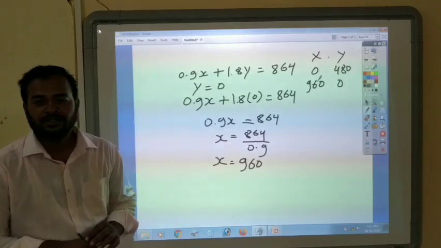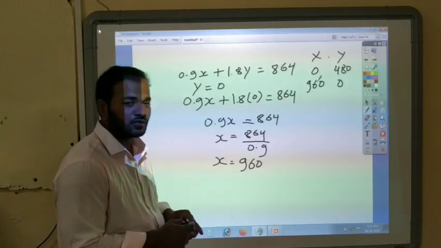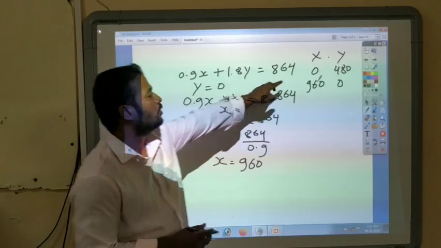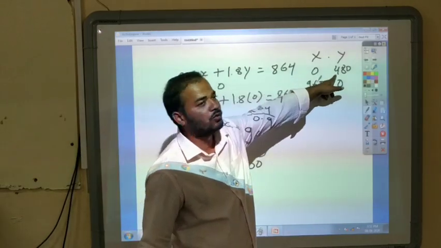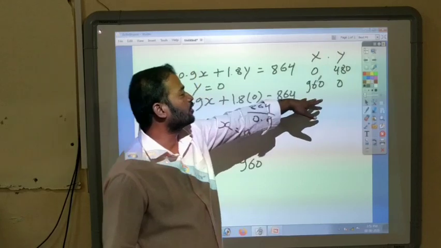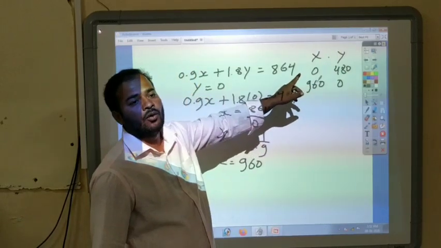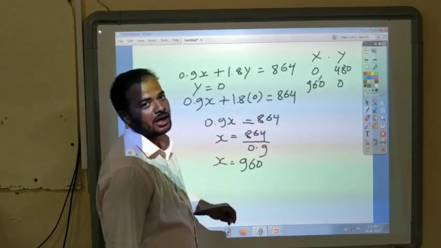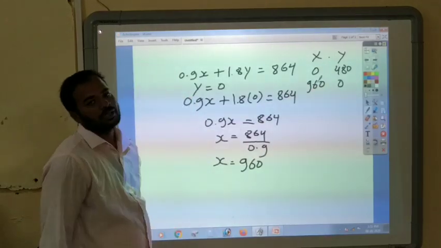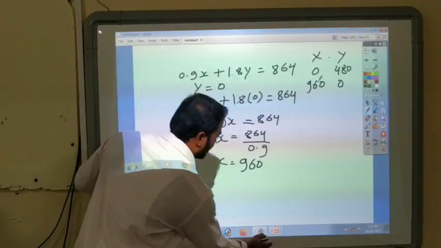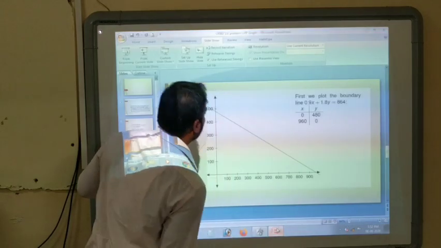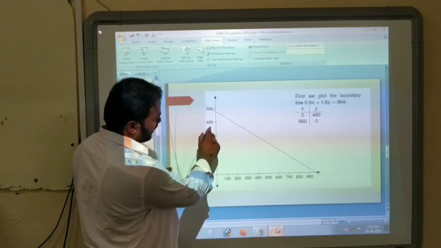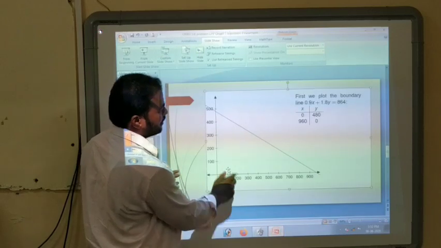Okay, guys, in the first equation, when we put the value for x equal to 0, we find y value 480. Again, in the same equation, when we put the value for y equal to 0, we identify x value 960. Now we are plotting the graph for both the values. Now the graph looks like this. So this is the y-axis, this is the x-axis.